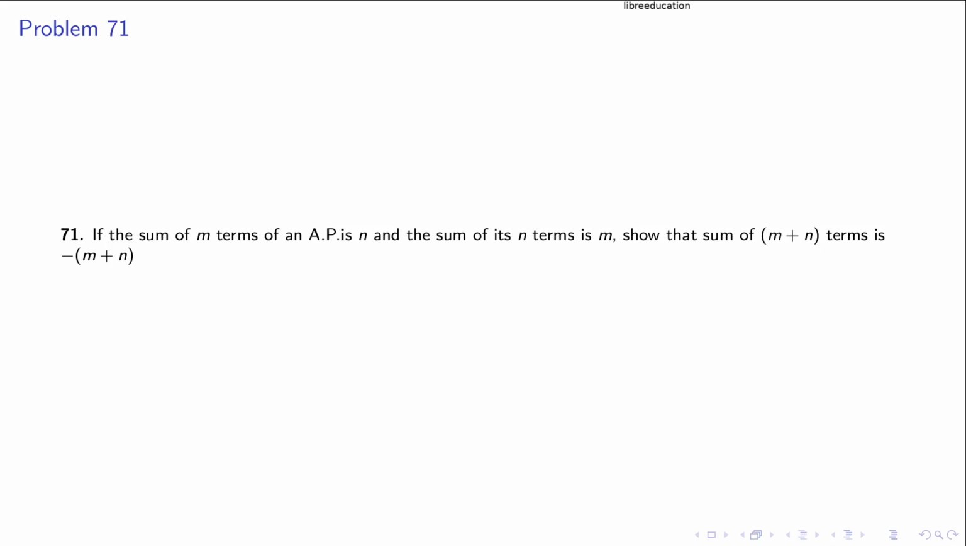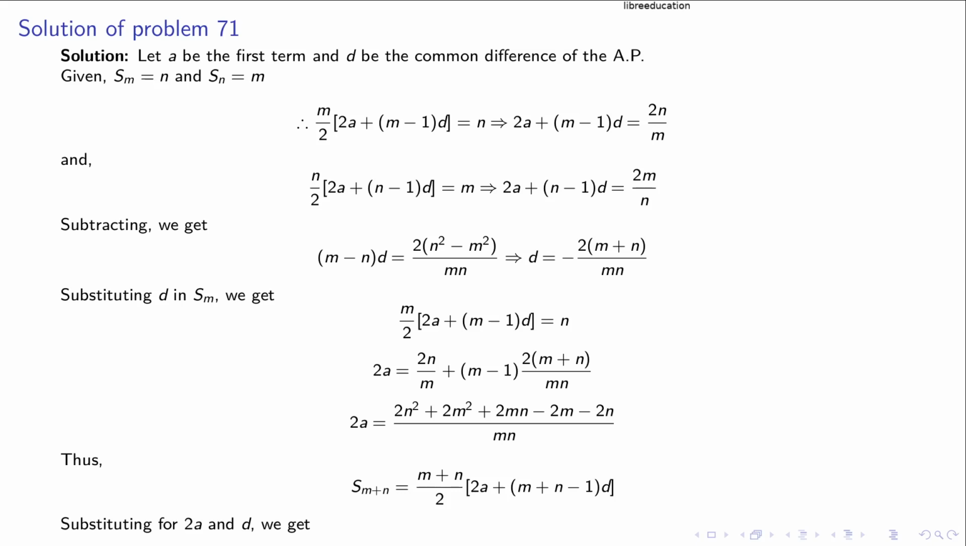Problem number 71 says that if the sum of m terms of an AP is n and the sum of its n terms is m, show that the sum of m plus n terms is minus m plus n. So this is a pretty simple and straightforward problem. I mean, most problems are usually pretty simple. So as always, we let A be the first term and D be the common difference of the arithmetic progression. Now we are given that sum of m terms is n and sum of n terms is m.